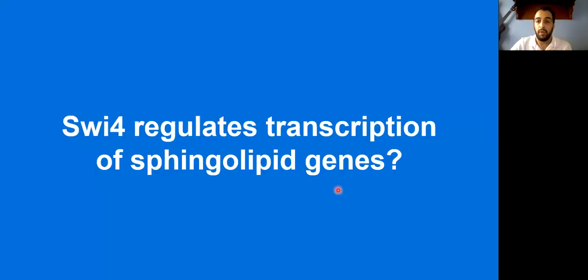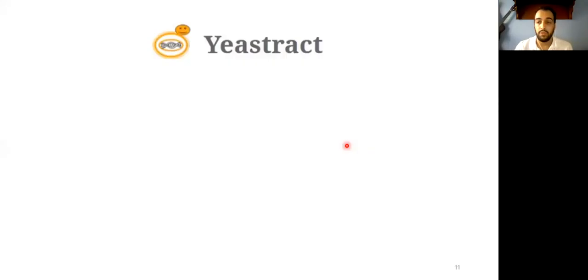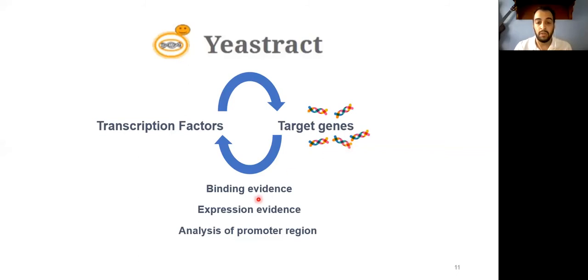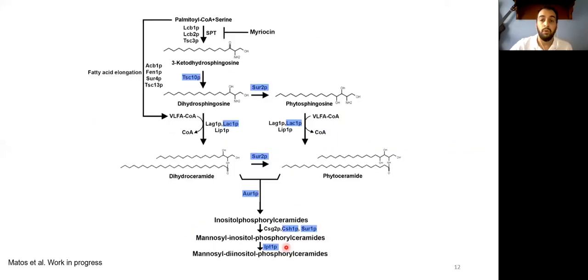Our first hypothesis was whether SWI4 can regulate the transcription of sphingolipid genes. To answer that question, we used a database called YEASTRACT, which can correlate transcription factors with target genes and also target genes with transcription factors. They perform that analysis using binding evidence data sets, expression evidence, and also analysis of the promoter region. We are seeing here the sphingolipid pathway in yeast, and in blue are the genes that are possibly regulated by SWI4. One important thing is that SWI4 is not just able to regulate one group of sphingolipids, but several species ranging from sphingoid bases to ceramides and also complex ceramides, as we can see here.